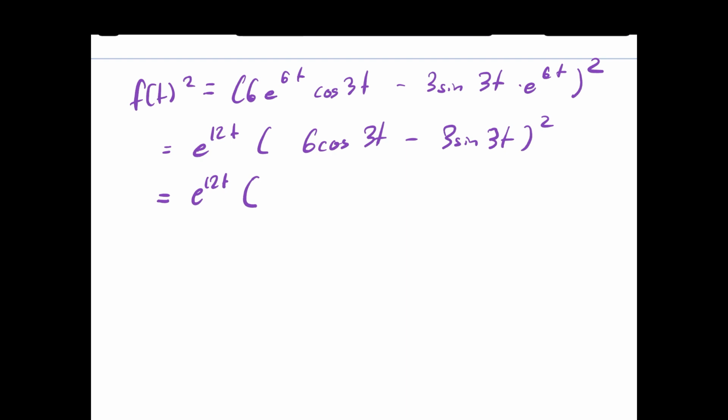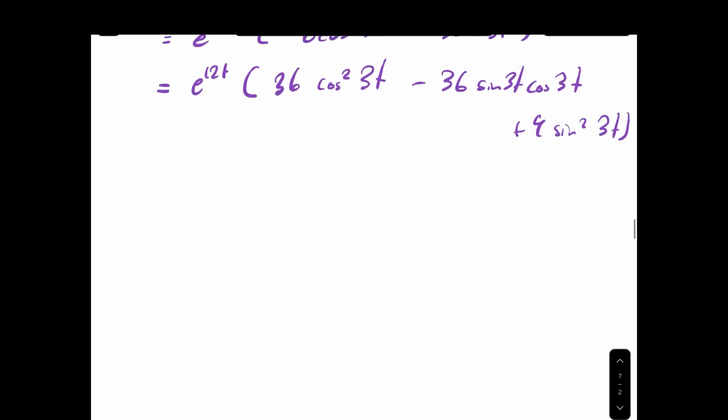So square the first, double the product of the two, and square the last. And in this case, we'll get 36 cos squared 3t minus 36 sine 3t cos 3t plus 9 sine squared 3t. Okay? And that's about all you can do right there.